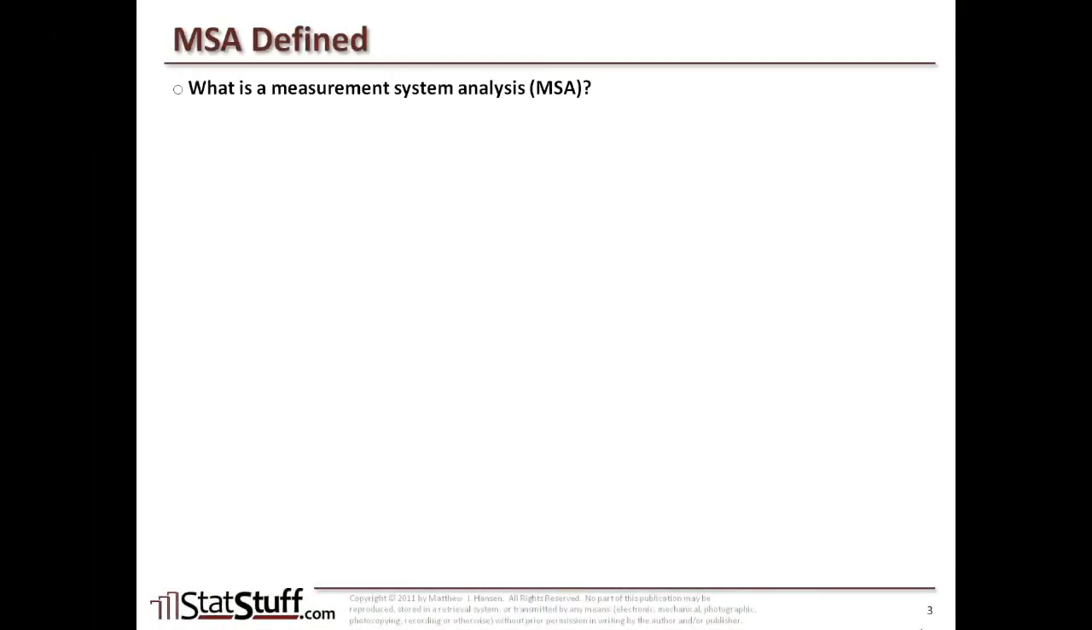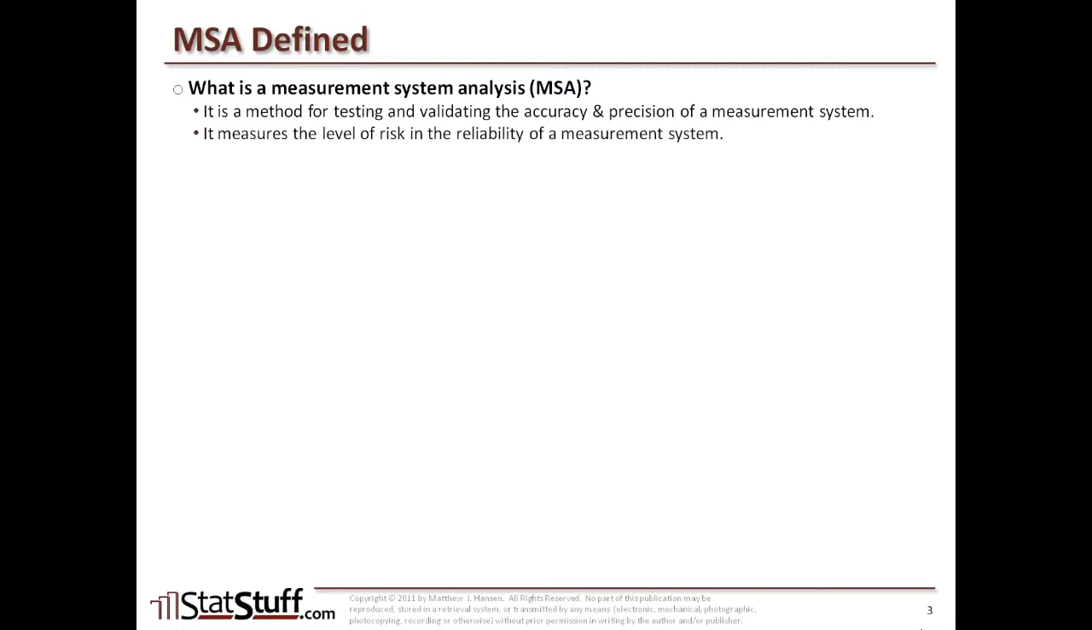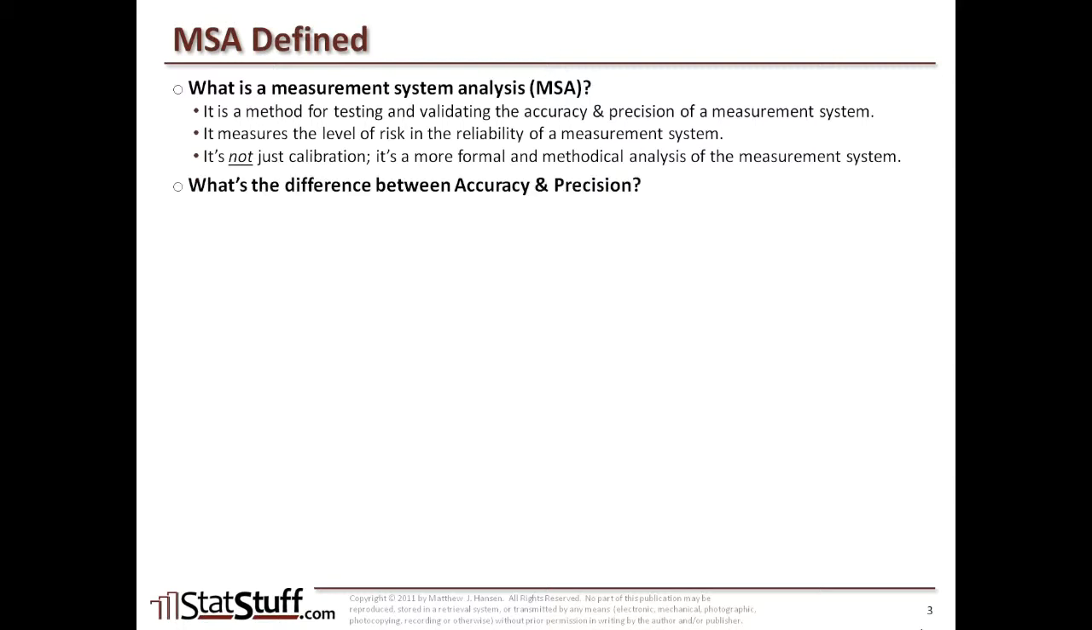Well, a measurement system analysis, or MSA, is a method that's used for testing and validating the accuracy and precision of the measurement system. It measures the level of risk that you might have in the reliability or the validation of that measurement system. It's not just a matter of doing calibration. It's more of a formal, methodical process that's used for analyzing that measurement system. So when we say accuracy or precision of the measurement system for what an MSA tests, then what's the difference between accuracy and precision?